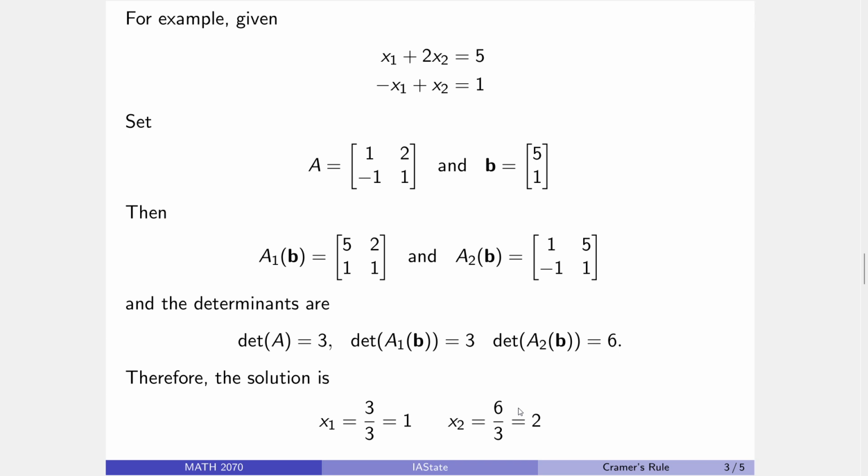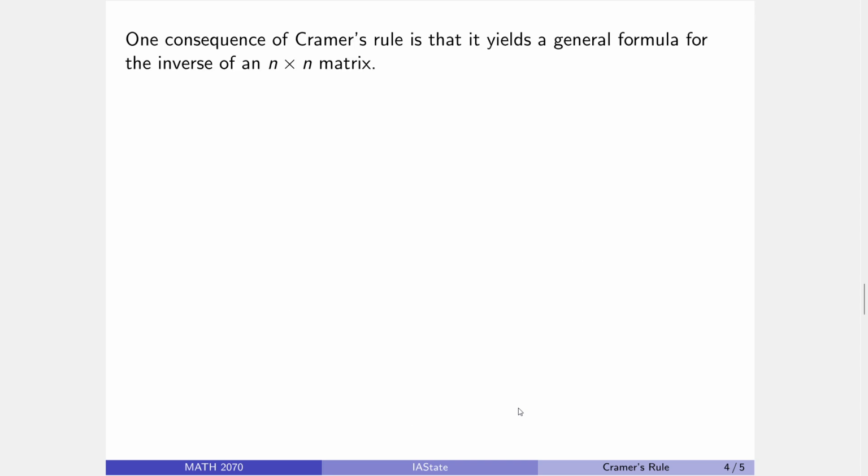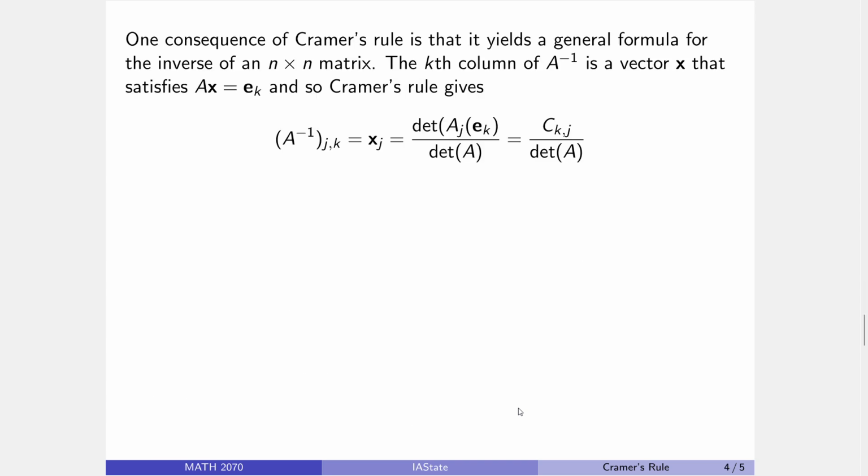Hey, Cramer's rule had us 1 over the determinant. Maybe we can use it to get a formula for the inverse. Hey, exactly what I was just saying. All right, so recall that the kth column of A inverse is a vector x, so that A times it gets me the kth standard basis element.